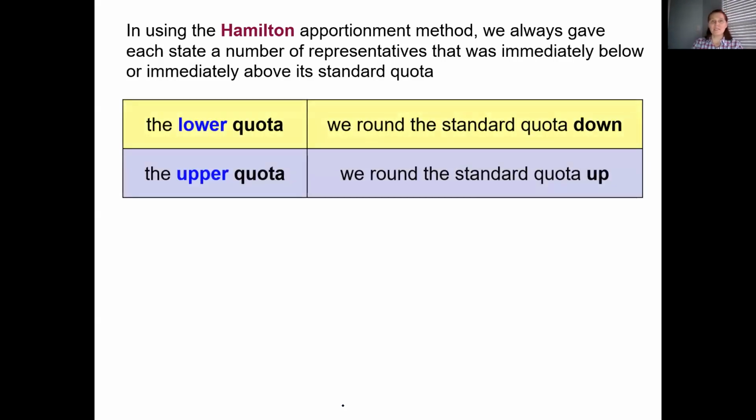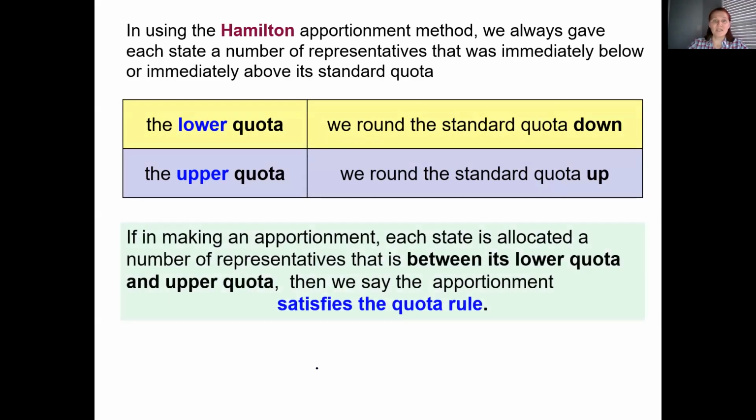The number that is below the standard quota is called the lower quota. The number immediately above is called the upper quota. In other words, if we round the standard quota down, we get the lower quota. If we round the standard quota up, we get the upper quota.